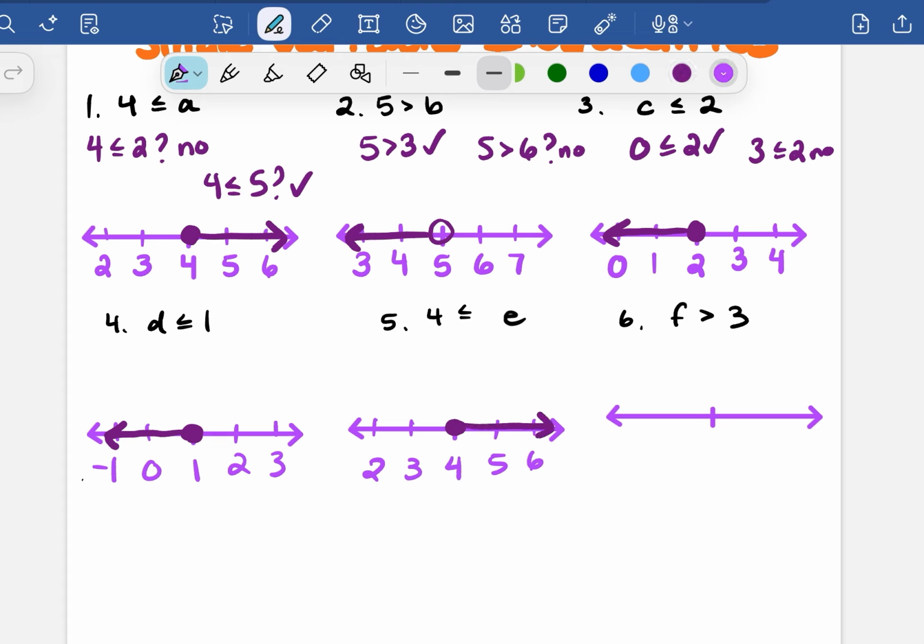And for the last one here, number 6, F is greater than 3. So I'm going to center my number line around 3 and go up to 4 and 5 and down to 2 and 1. Draw an open circle around 3. F is greater than, up to the right.